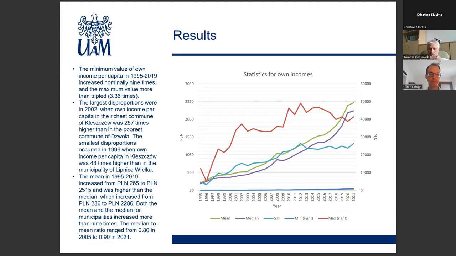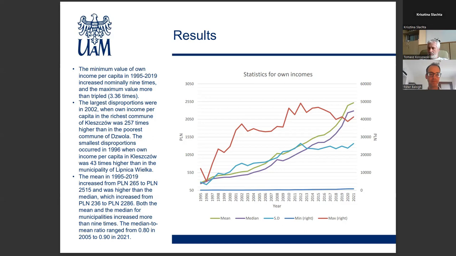Some statistics for incomes: for all incomes in our communes, we have the per unit growth of the own incomes in Polish communes. In 1995 we had a lot of gminas which were very, very poor. The lowest own income in 1995 per capita was about 50 zlotys. Now it is more or less 550 zlotys in 2021. The maximum rose, if I am right, from more or less 11,000 zlotys to more than 40,000 zlotys.